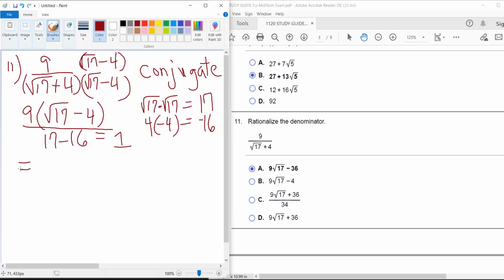So our final answer is A. 9 square root of 17. And it looks like my math lab went ahead and distributed that 9. So 9 times negative 4 is negative 36.